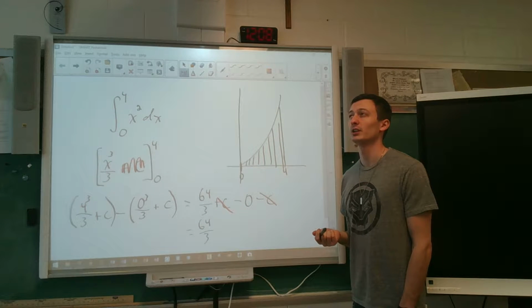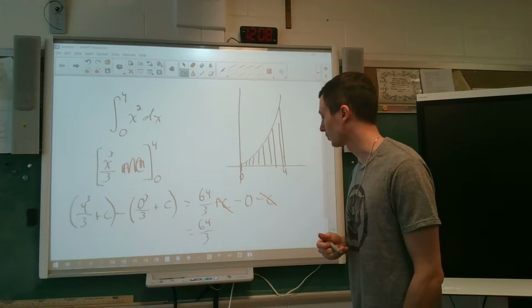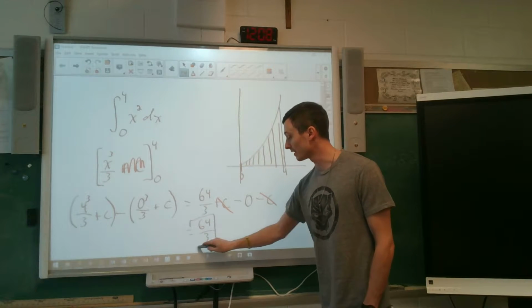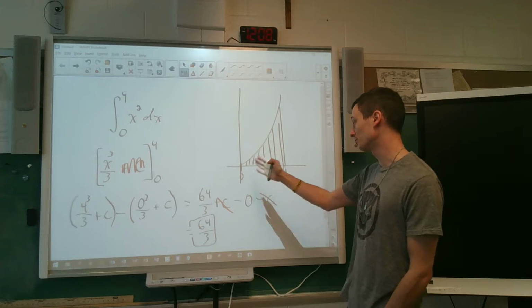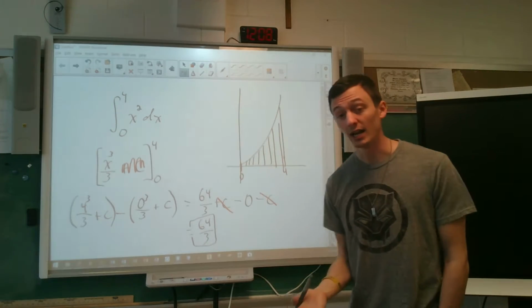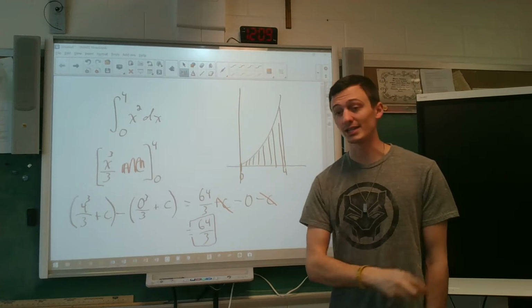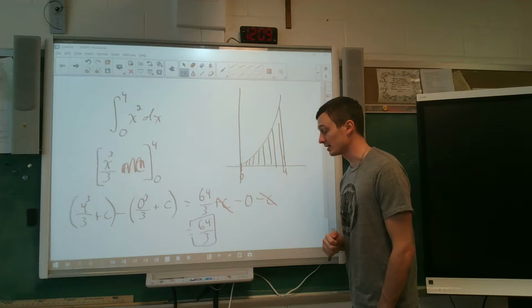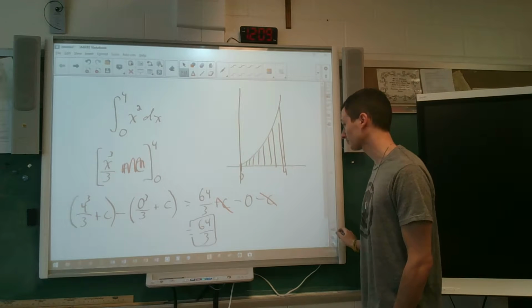16 times 4 is 40 plus 20. Yeah, it's 64. So the area under this curve is exactly 64 thirds. Now, if you put triangles or rectangles in here, you would get an approximation. But the limit of that approximation, as the number of rectangles increases, will approach 64 thirds. So that is the exact area under that curve.